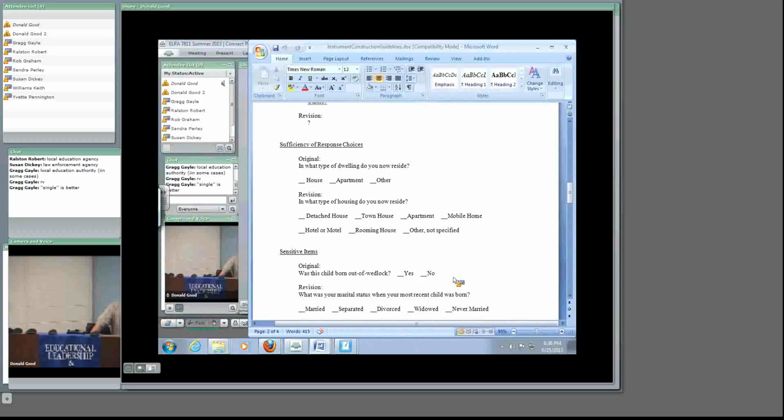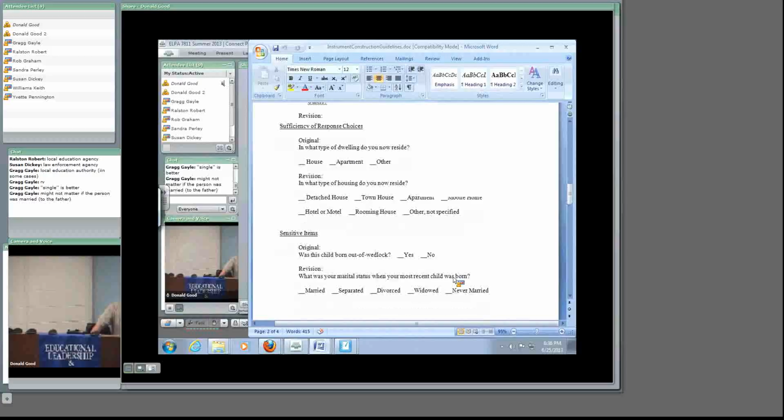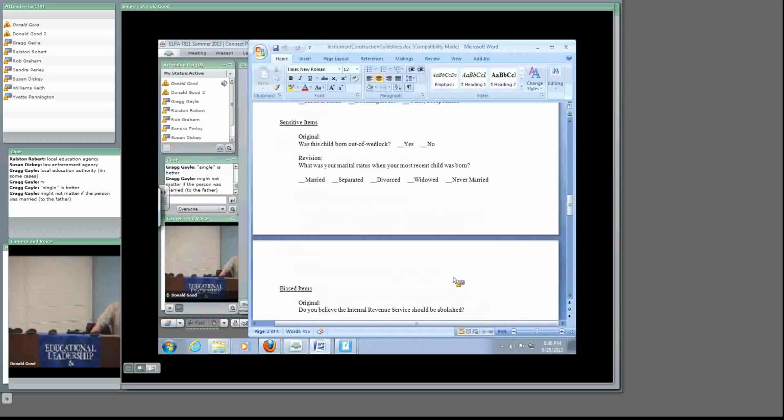Well, they're steering away from it, and sometimes I think other things are becoming more sensitive. So it depends, I guess. Here's one of my favorite biased items: misleading or leading. Do you believe the IRS should be abolished? Okay, no hesitancy there.